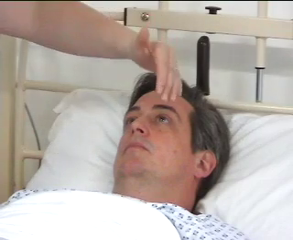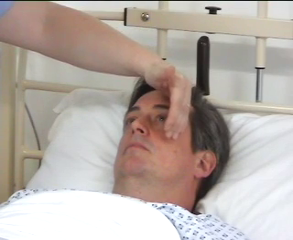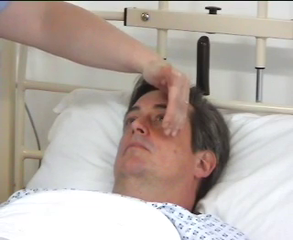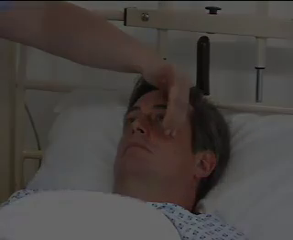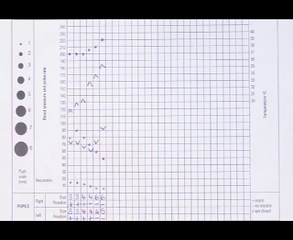Before commencing pupil assessment, the overhead light should be dimmed, or the patient's eyes shielded by the nurse's hand. The patient should then be asked to open their eyes, or the nurse may carefully open an unconscious patient's eyes. Where a patient's eye cannot be opened, due to swelling for instance, a letter C should be charted in the pupil size section of the chart.